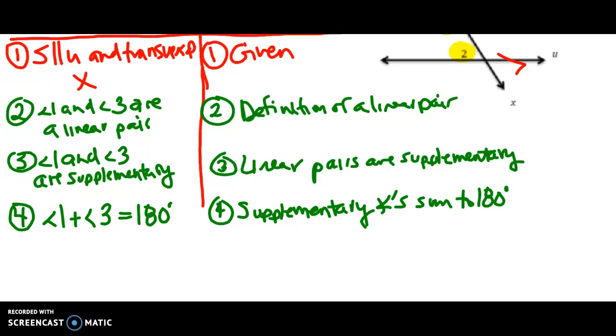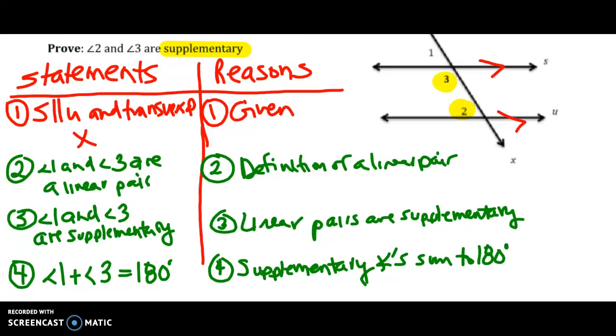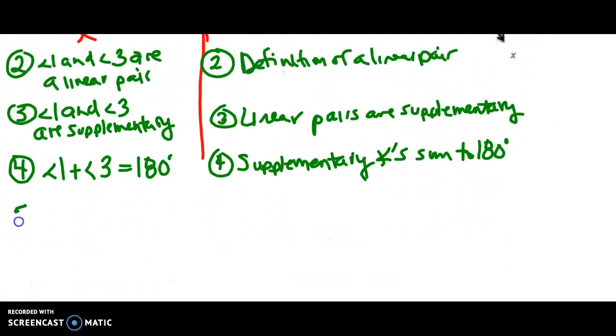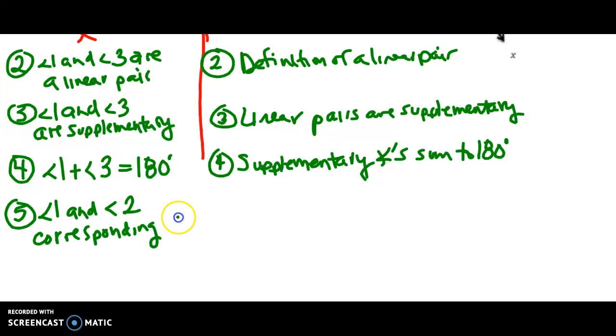Alright, so I've exhausted that information. We know that these lines are parallel, so I know angle 1 and angle 2 are corresponding, and they will be congruent. But I'll state that they're corresponding first, because again, corresponding angles can exist without parallel lines. Definition of corresponding angles.